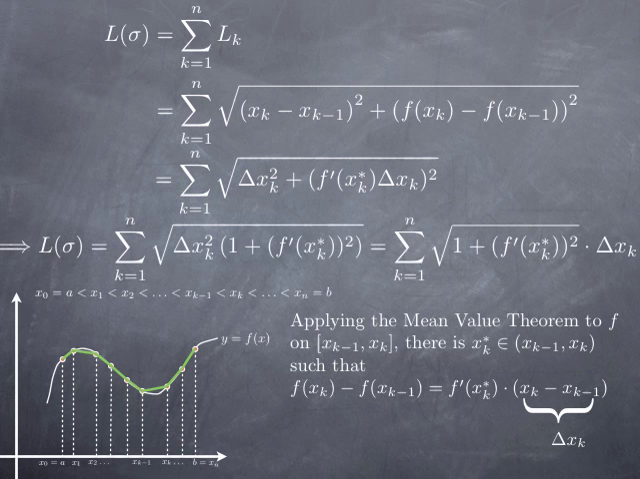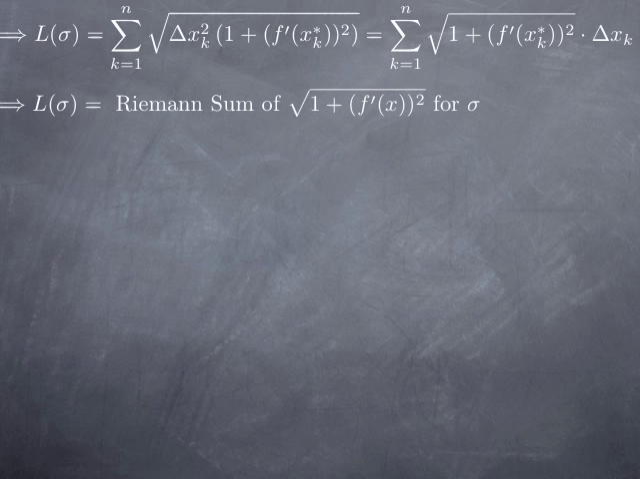Factoring delta xk squared under the square root, this is multiplied by 1 plus the square of the derivative of f at xk star. This delta xk squared, we can pull it out of the square root, and what remains under the square root is simply 1 plus the square of the derivative of f evaluated at xk star. Now you see that what we obtain is simply the Riemann sum of the function square root of 1 plus f prime of x squared for the subdivision sigma that we've been considering.